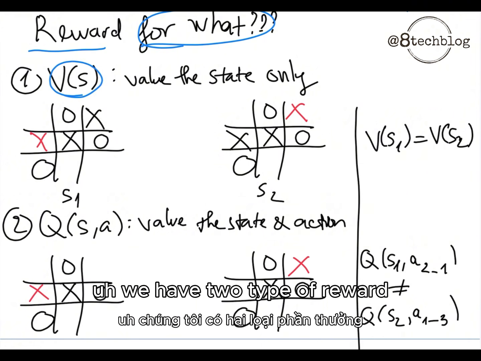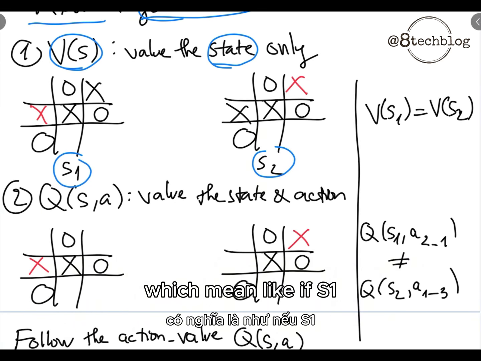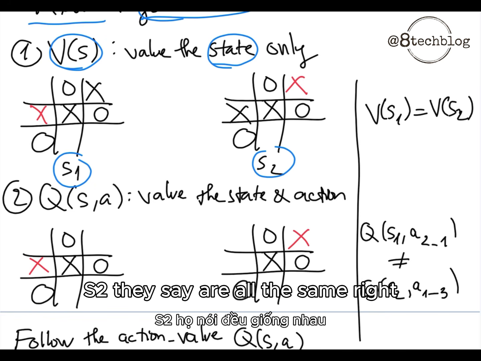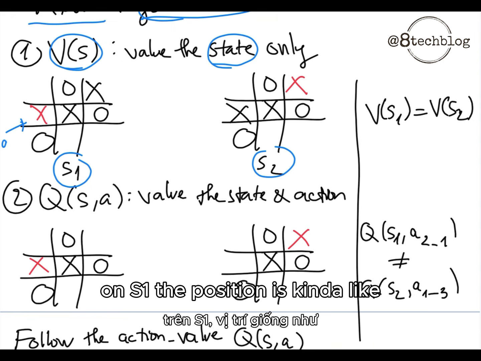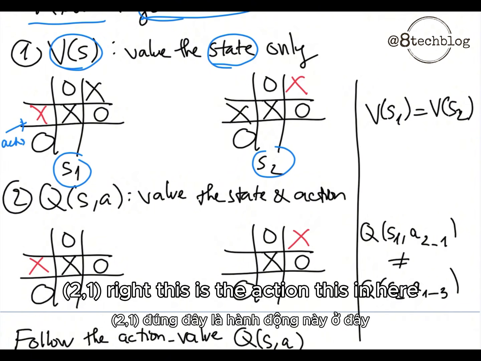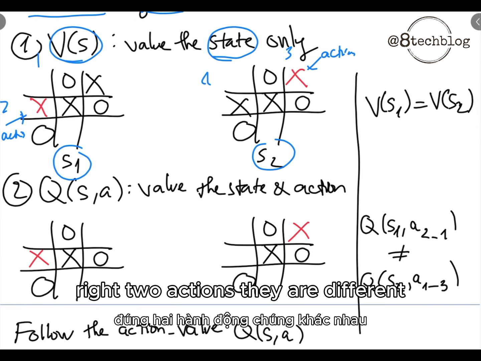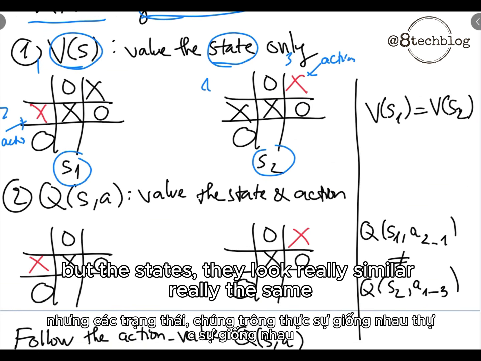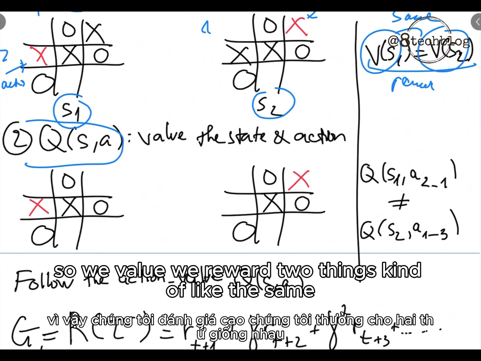We have two types of reward. The first one, we reward just based on the state only, which means if S1 and S2, the states, are all the same, but the action that caused the state is different. For example, on S1, the position is kind of like 2, 1, right? This is the action. But on S2, the action is over there, on 1, 3, 1, 3, 2, 1, right? The two actions are different, but the states look really similar, really the same. So we reward the two things the same.